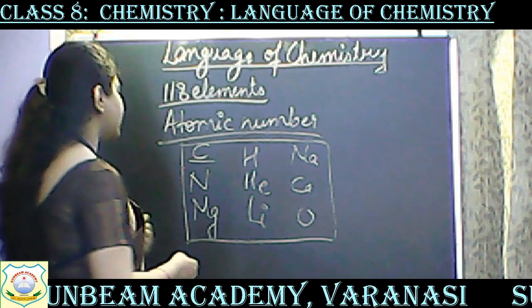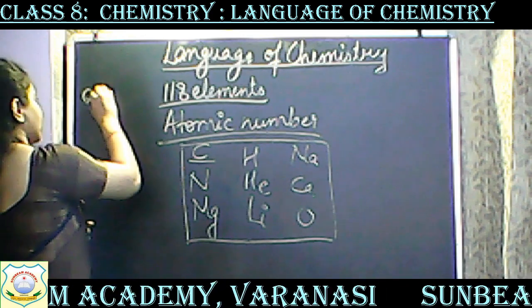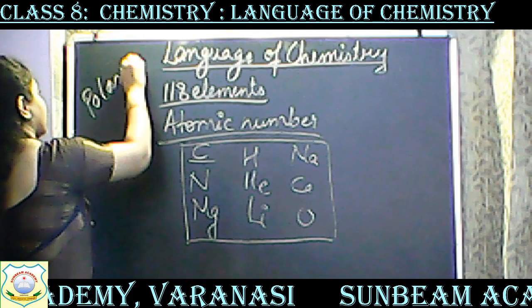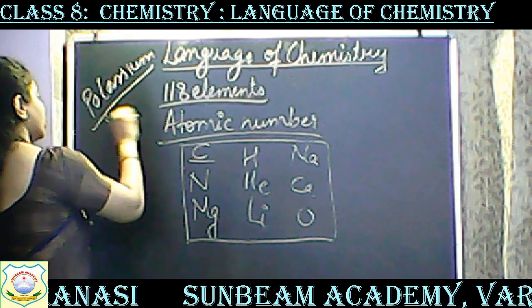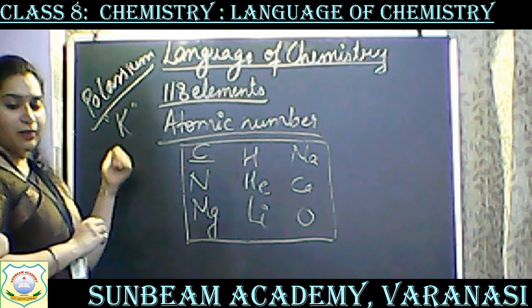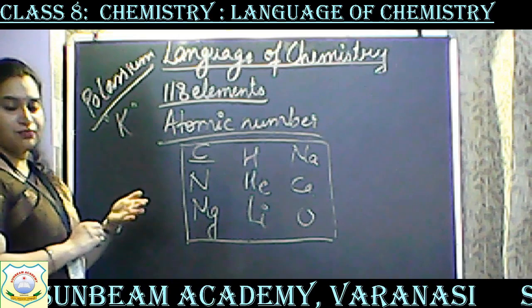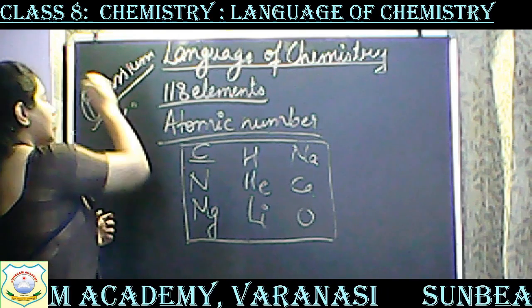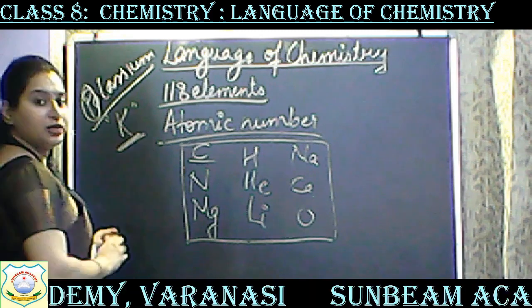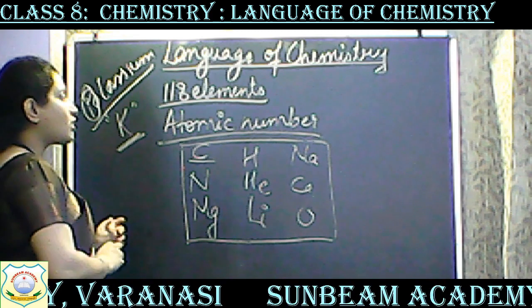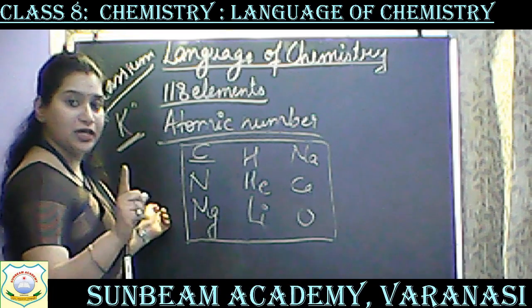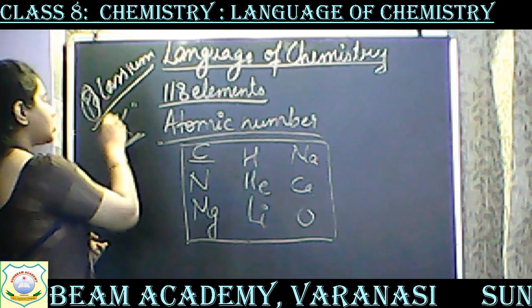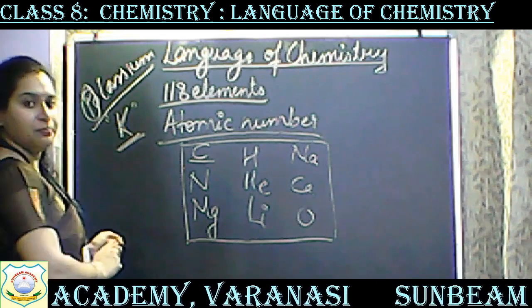I will take one example. Let's take an example of potassium. So the symbol of potassium is K. Logically, if I go by what I was telling you, it has to be P, but it starts with K. Why not P? Because phosphorus has already been given the symbol P. That is why for potassium we are using K as a symbol.